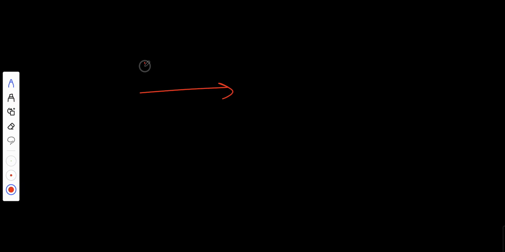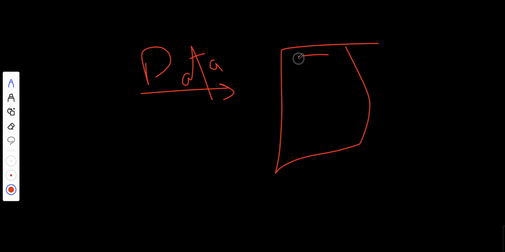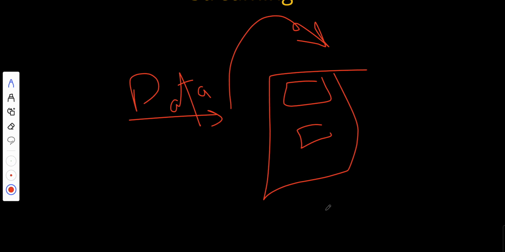Let's try to understand how it works. Basically, when the data arrives, we just stream it directly. It is streamed into the application directly, and we have some sort of instant output.